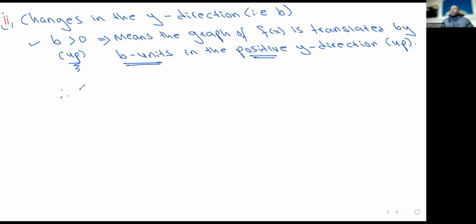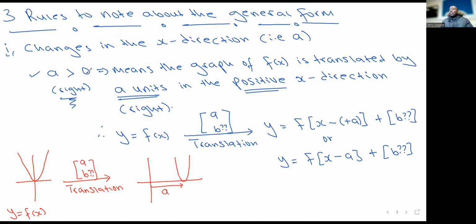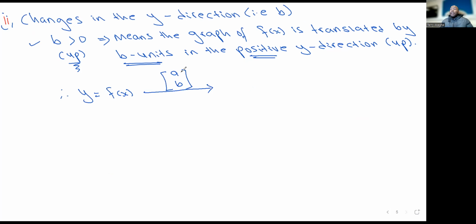So we're going to have y is equal to f of x. We have a particular function. Now this function is going to undergo a translation now. So now, in this case, A could be positive and B is also what? Positive. So remember, we talked about A is positive, means that A is greater than what? 0. And when A is greater than 0, it means the graph is translated to the right.